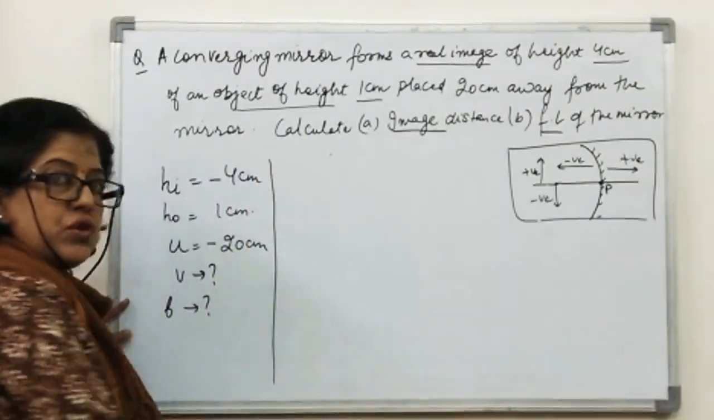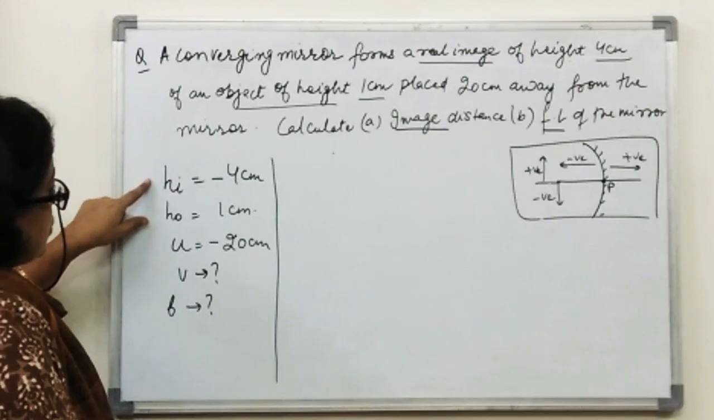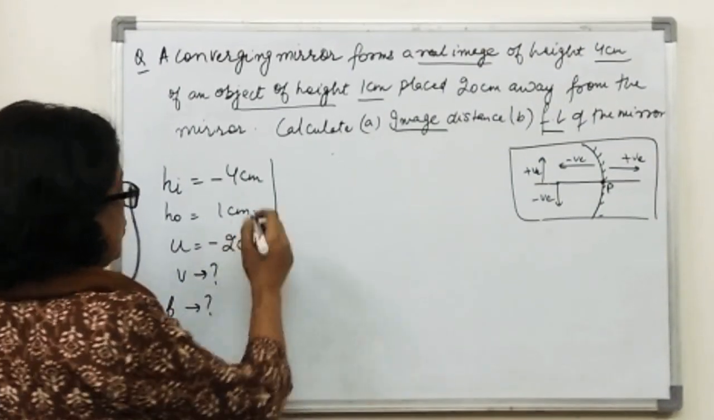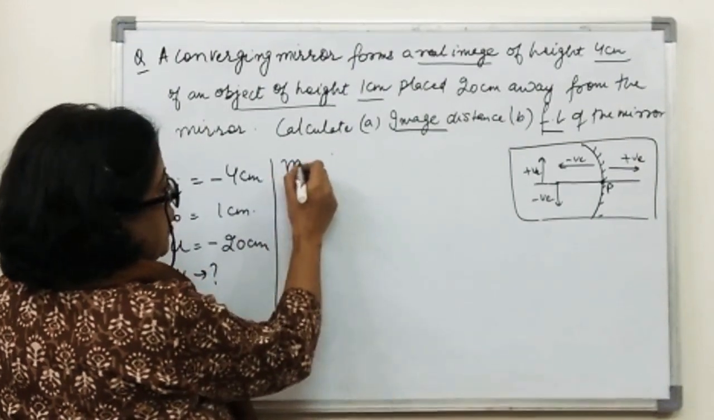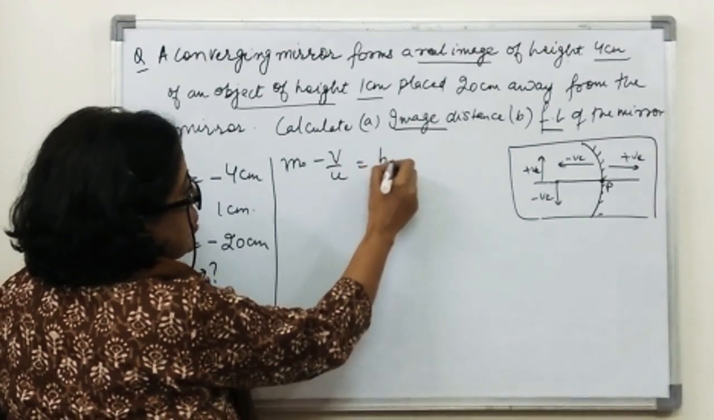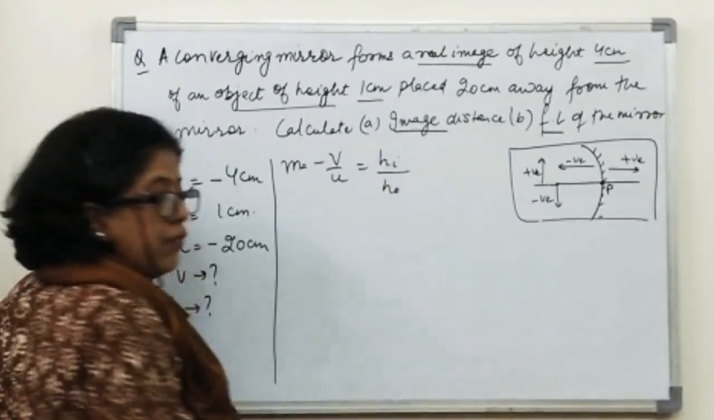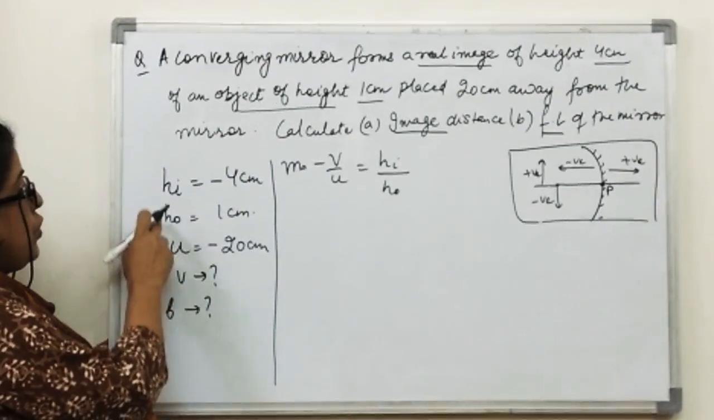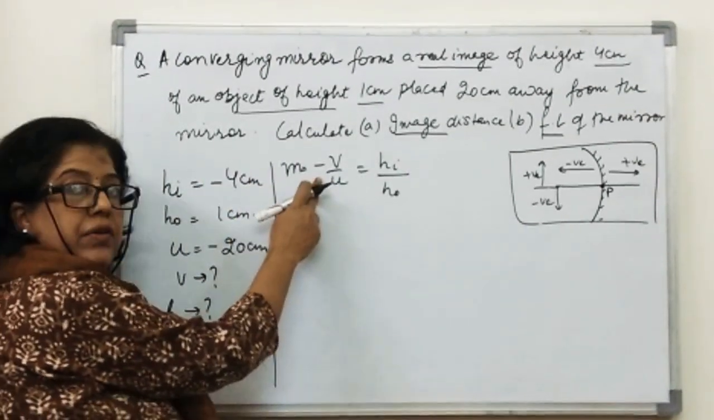So this is what is given to us. Now we are given HI, HO, U, and we have to find V and F, and the formulas that we are going to use. We know the formula for magnification we did in the last class is minus V by U is equal to HI by HO. Now this formula can help us to find out V. We know U, we know HO, we know HI. We can find V from here.